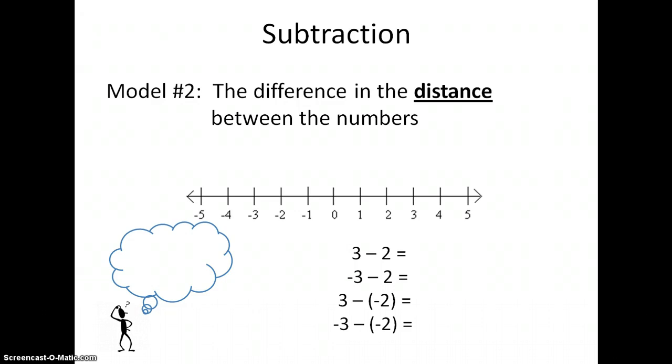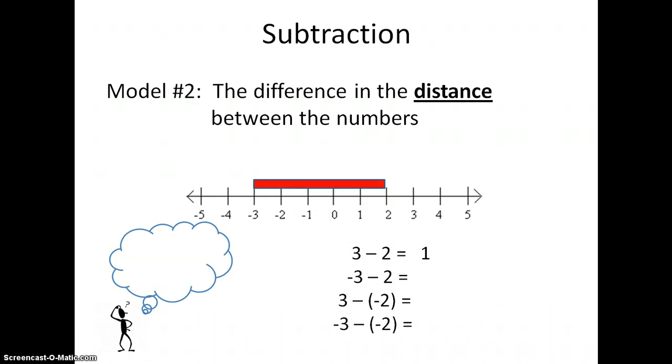The second way to think about subtraction is that it is the difference in the distance between the numbers. Let's look at that. The first one is easy, 3 minus 2. We'll look at the distance between these two numbers, and the distance is 1. We are going back 1. So that becomes our answer. 3 minus 2 is 1.